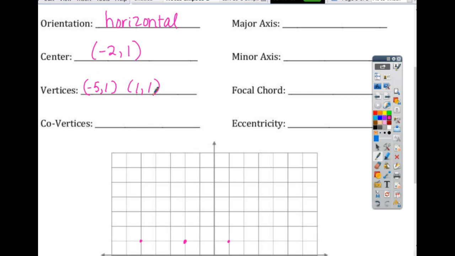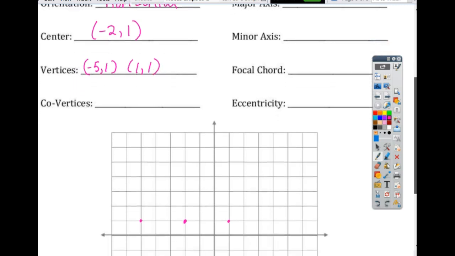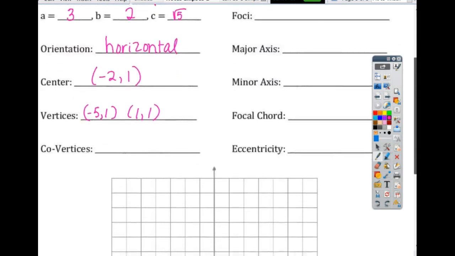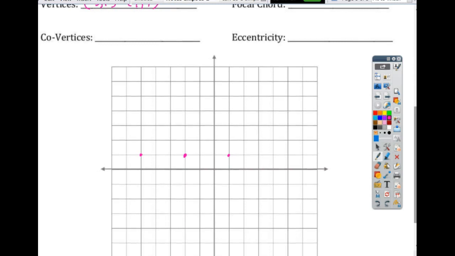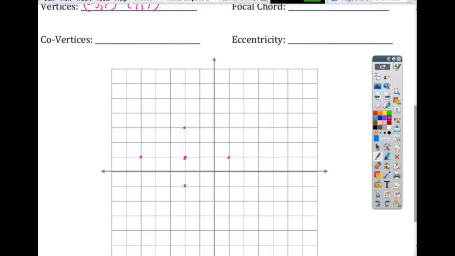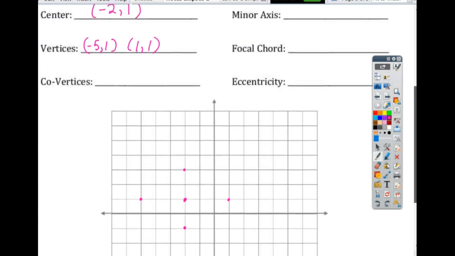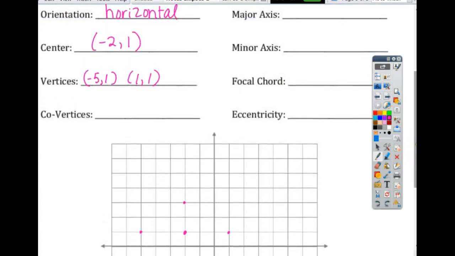Not yet. So next we need the co-vertices, which is the short one, right? So what was it? 2. So from the center, I'm going to count up 2 and down 2. Okay, so which one did I add that to, H or K? K, because it's up and down. So what do I have here? -2, -1.